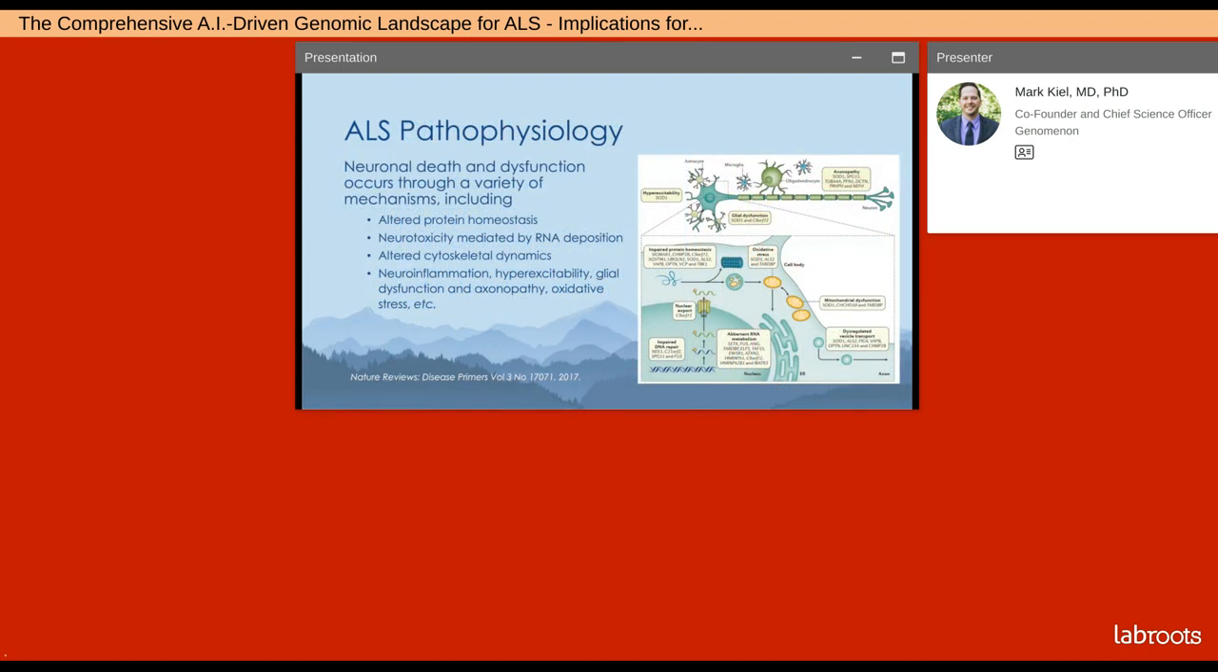In terms of disease mechanisms, ALS is characterized by neuronal cell death and dysfunction that occurs through a variety of different pathways, including altered protein homeostasis, neurotoxicity mediated by RNA deposition, as well as altered cytoskeletal dynamics and other aspects of neuronal biology, usually culminating in neuroinflammation, hyperexcitability, glial dysfunction, axonopathy, oxidative stress, etc.